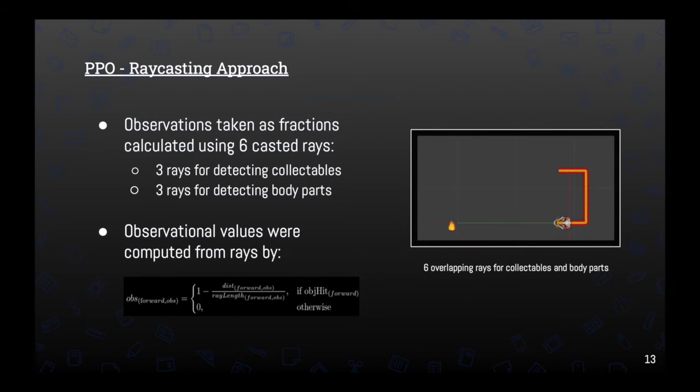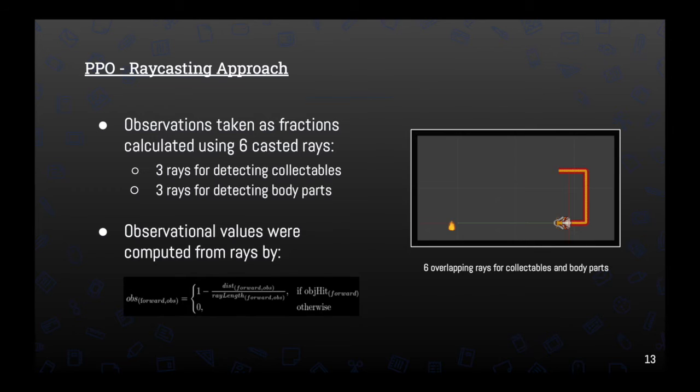The next approach we tried yielded the best results, and this was raycasting. The motivation for this was also visual like CNN, but instead of a global perspective from top down, the perspective was more with respect to the agent, where rays were casted in front of it, left and right, as if it was from its own eyesight. 6 rays were casted, 3 of which were for detecting collectibles and the other 3 were for detecting body parts.